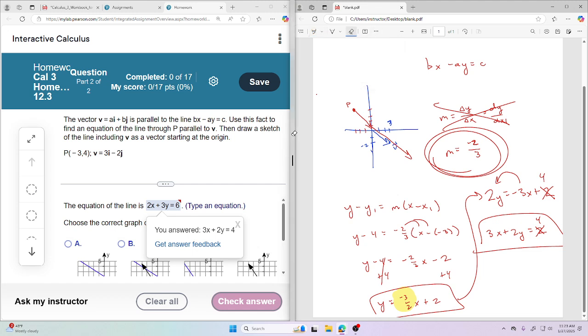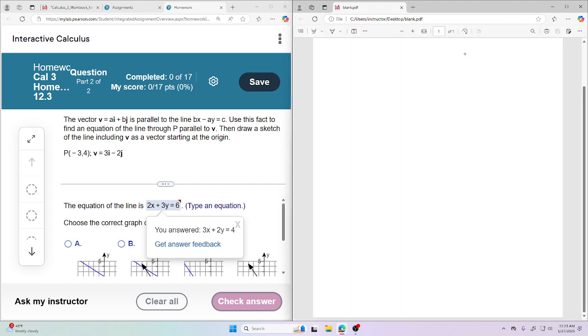Old algebra style, that kind of stuff. But is there a way quicker? So let's see. I got bx minus ay is equal to c. And I'm assuming the b and the a are from here. I'm assuming that this is a, this is b. So let me just try that out.